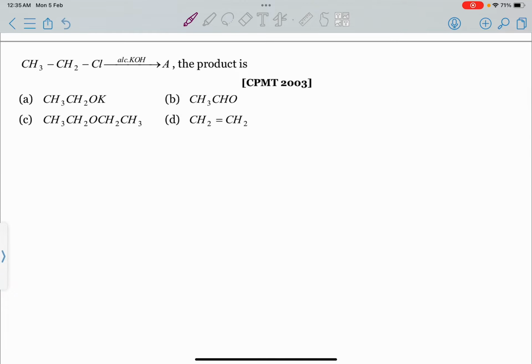And it's our next question. What is our next question? Next question is chloroethane. They have given us chloroethane in the presence of alcoholic KOH. What is the function of alcoholic KOH? What is it?